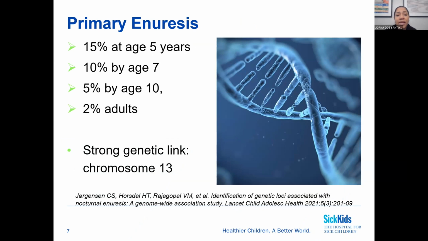Primary enuresis happens in up to 15% of kids up to age 5, 10% of 7-year-olds, 5% of 10-year-olds, and 2% of adults. And we hypothesize that that prevalence can be even higher, right? It's just that people don't talk about it. And there is a strong genetic link with chromosome 13 being identified as the genetic loci of primary enuresis. So if one of the parents had bedwetting up to a later age, you have a more than 50% chance of having the offspring with bedwetting as well.